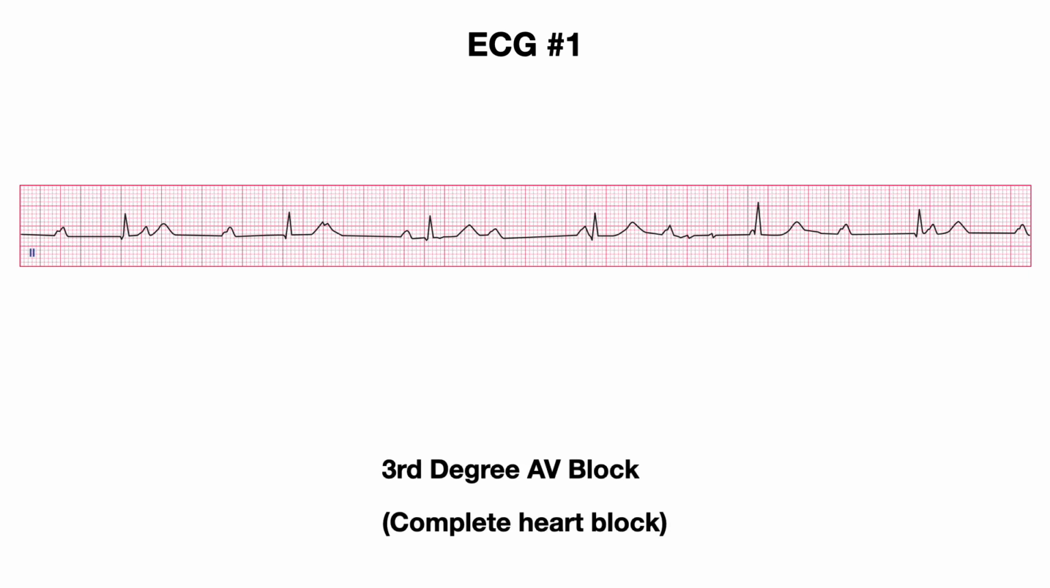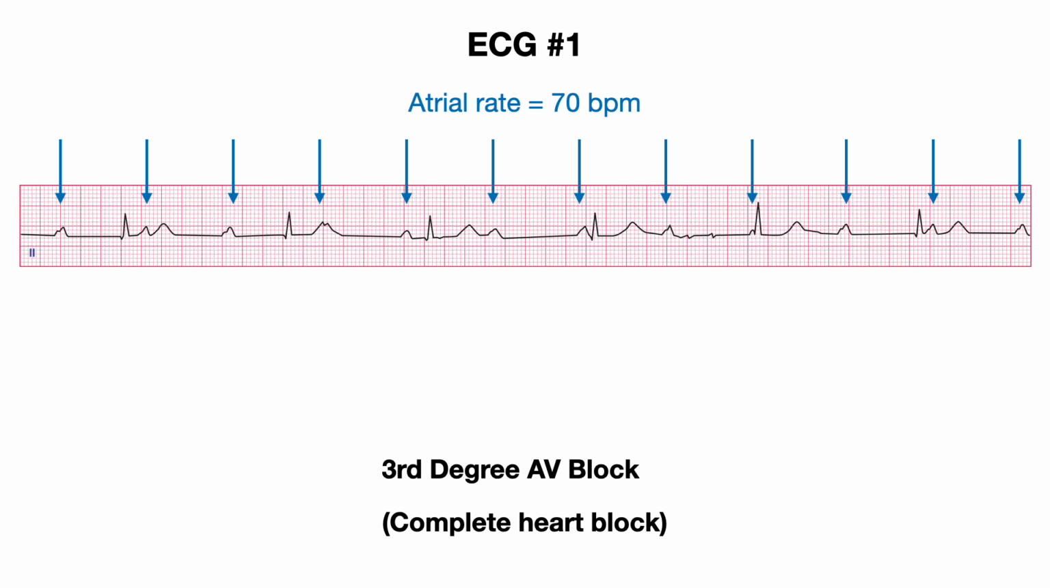There is sinus rhythm with third-degree AV block or complete heart block. The P waves are marching through the QRS complexes, and there is no relationship between the P waves and the QRS complexes. The atrial rate shown with the blue arrows on the top is 70 beats per minute and is faster than the ventricular rate shown with the red arrows on the bottom, which is 35 beats per minute.